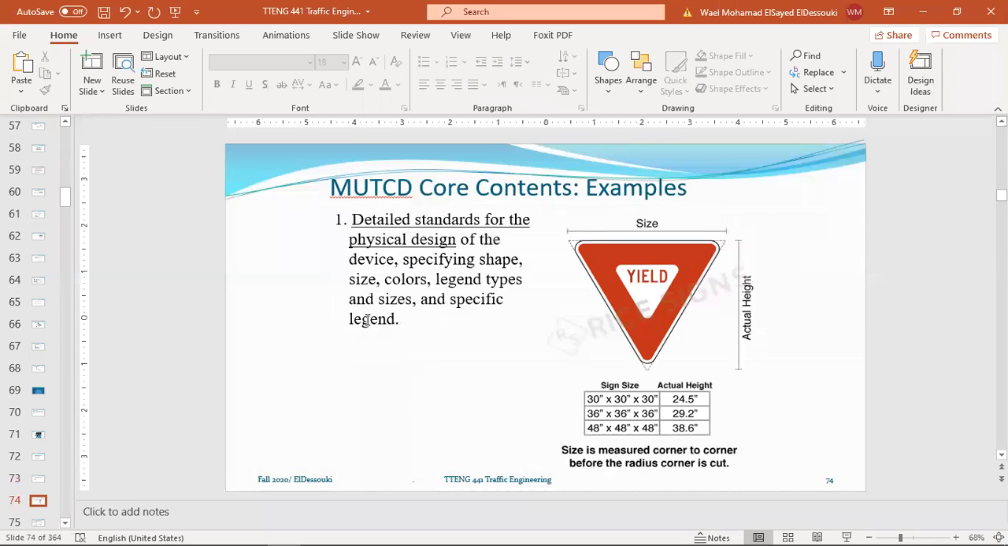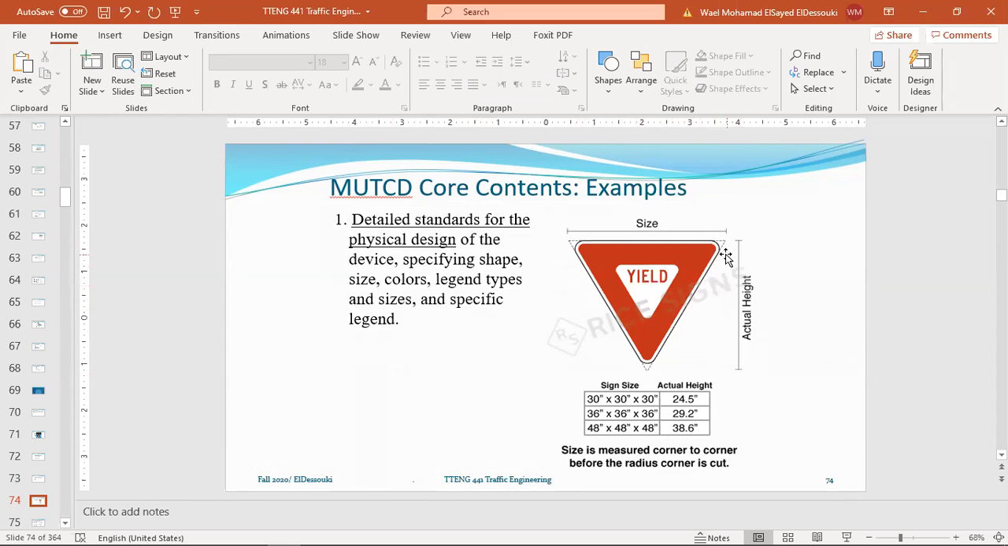For example, here we have a yield sign. So that's a detailed standard. It gives you the size. We have 3 sizes here, and the font and the size. This one is not detailed actually.